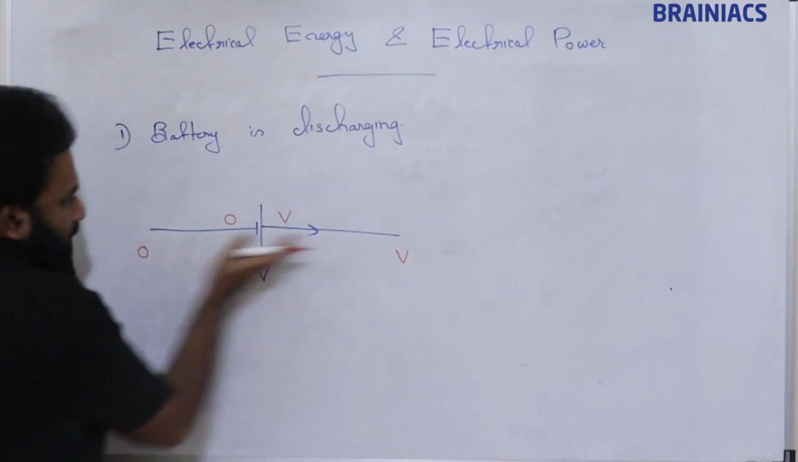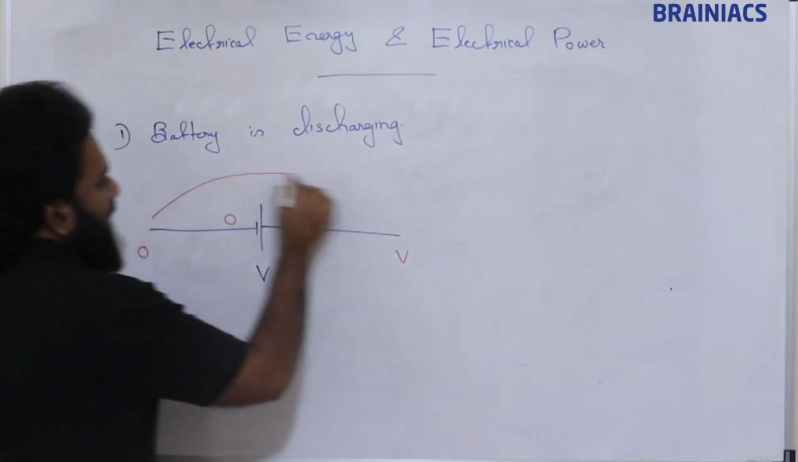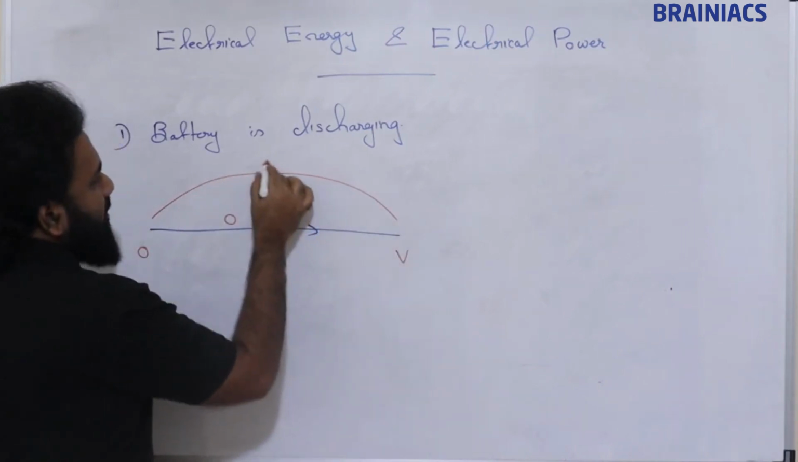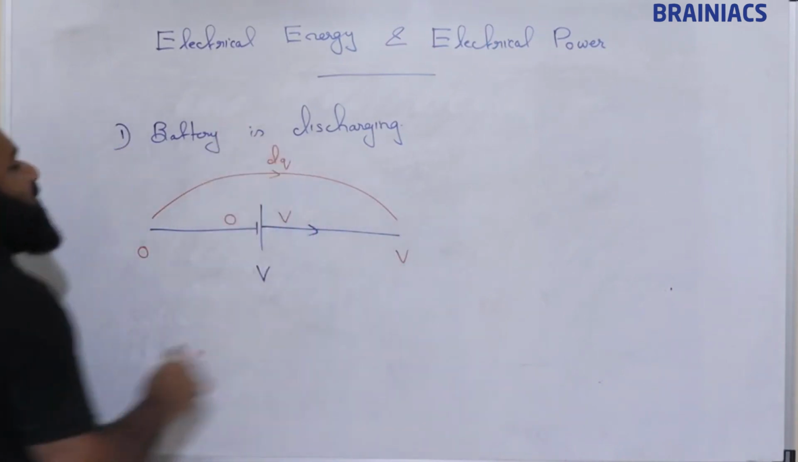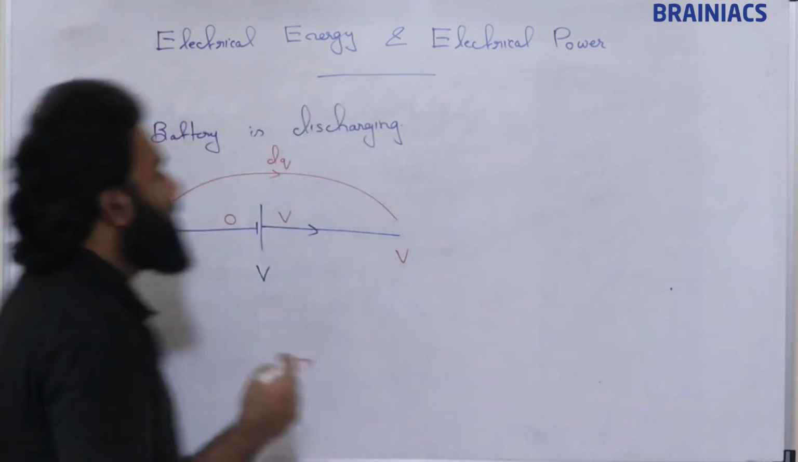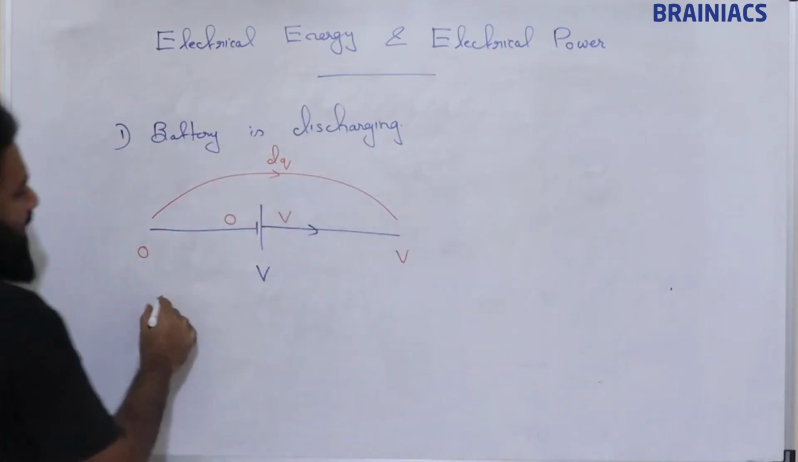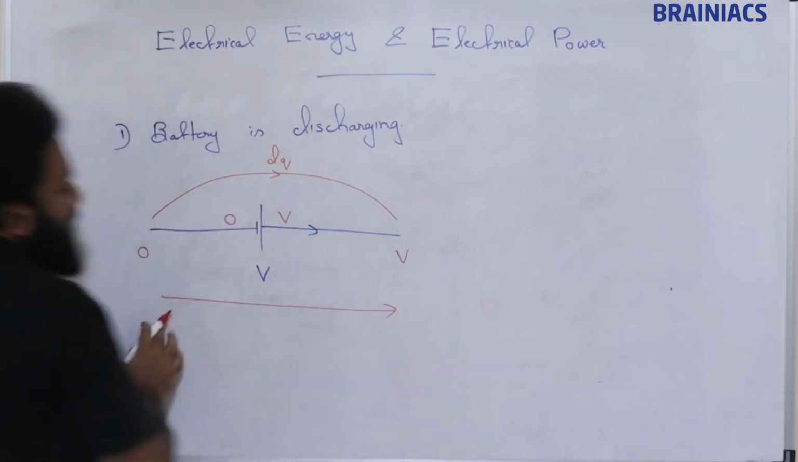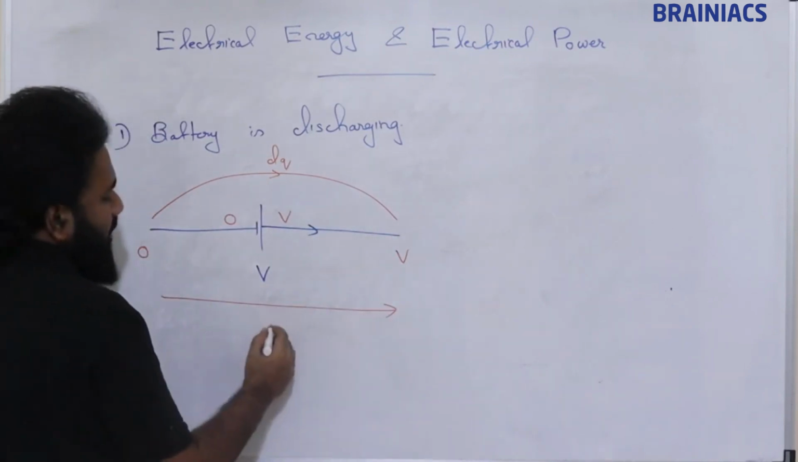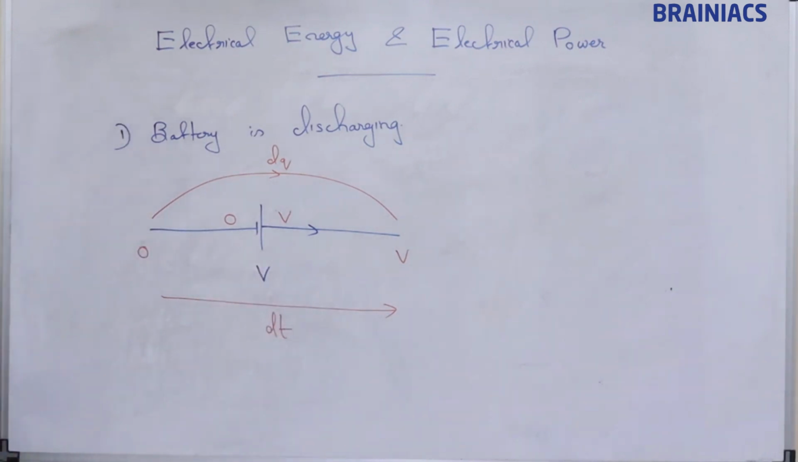Okay. Current is passing in this direction. So can I say charge is moving in this direction? Suppose we consider a small charge dq which is passing through the circuit. Can I say dq charge is moving in this direction? The time taken for the charge to reach from this end to this end, let it be dt. Okay, so what is energy here in this case?